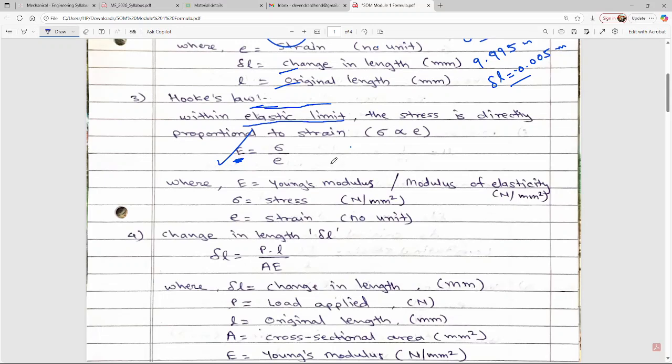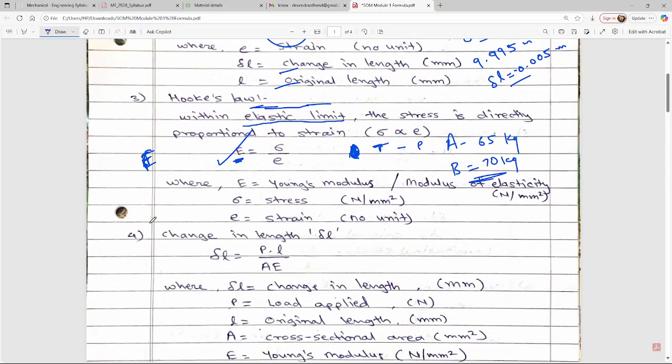Take an example: every human being has a different property, like person A has a 65 kg weight and person B has a 70 kg weight. Like that, every material has a different E value, which is always constant.